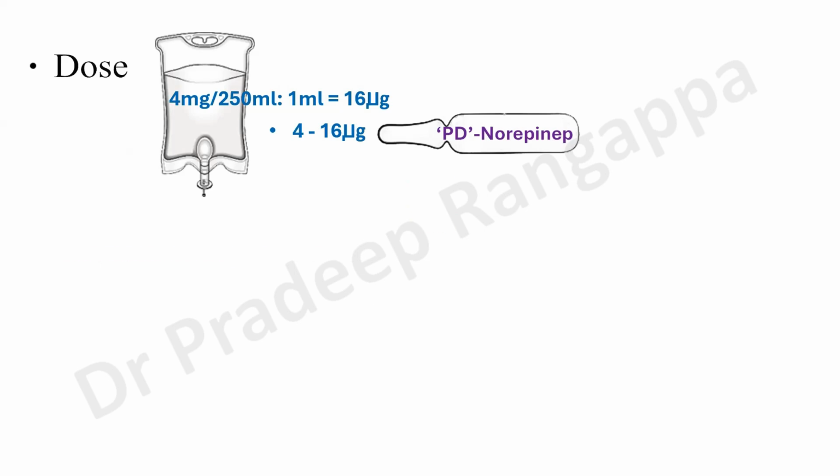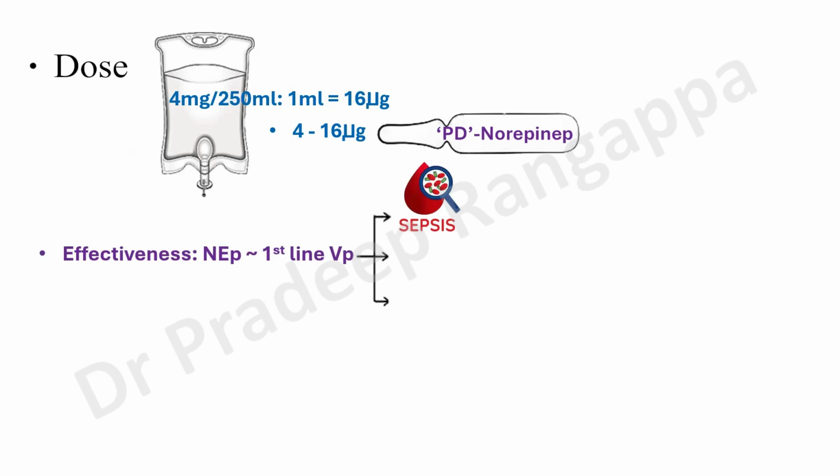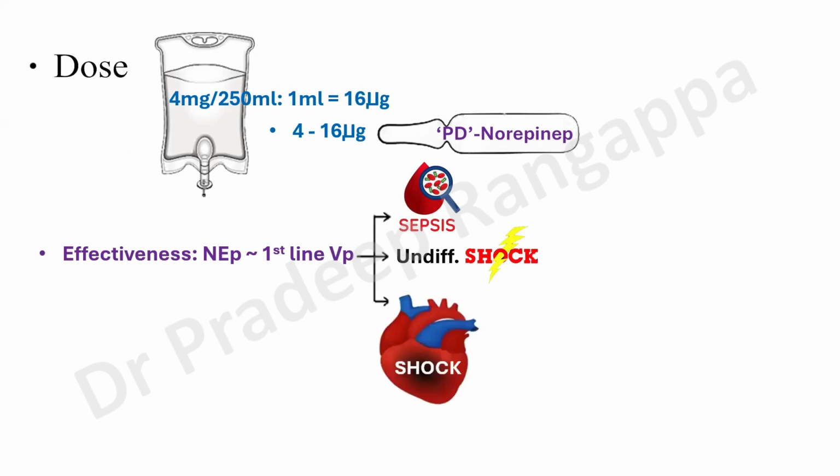So now what is the whole point? Why should we use norepinephrine in ICU or in emergency? Because norepinephrine is the first line of vasopressors for all our ICU patients like sepsis. Even in undifferentiated shock, it's a first line vasopressor. Even in cardiogenic shock, norepinephrine is the first line of choice.